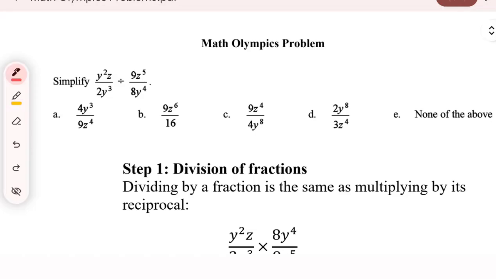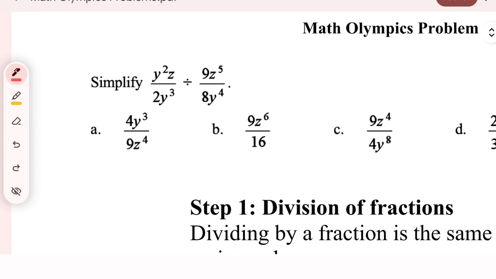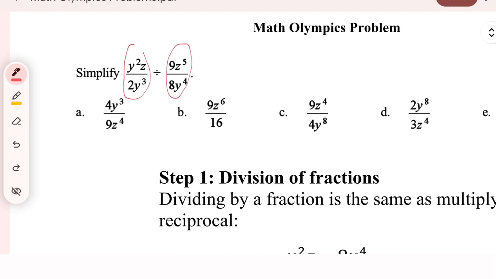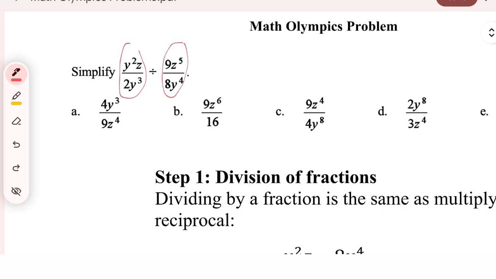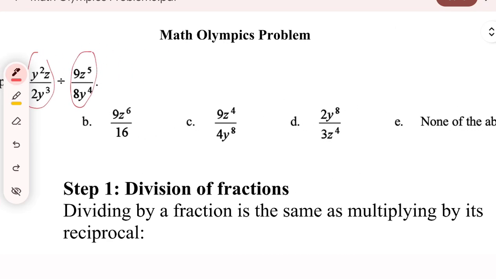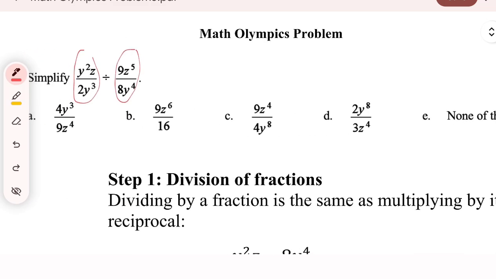So we have here the problem. We need to simplify this. It's actually a division of fractions. So we have one fraction here and another fraction, and we need to divide the two. That means we need to simplify, and of course we are given 5 choices, and the last choice is none of the above.